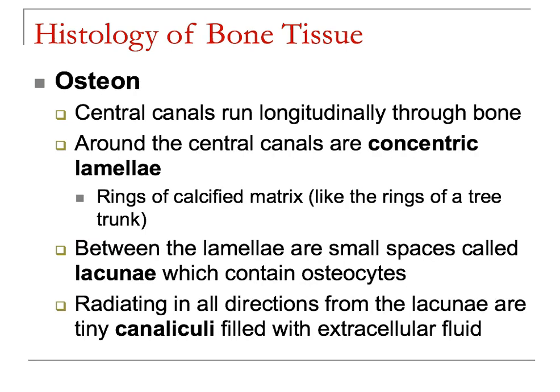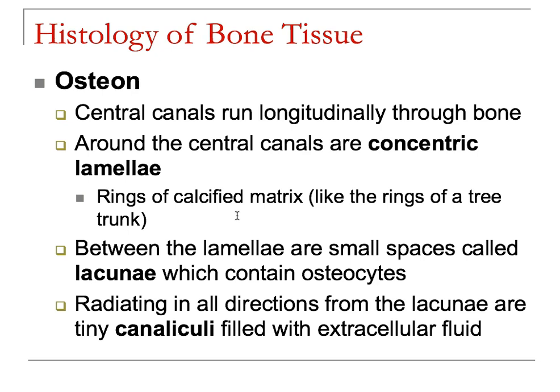Here is the actual structure. I'll show you the picture in a minute. Okay, so because this doesn't actually make sense. Osteons have a central canal that runs longitudinally through bone. Think about that for a moment. Longitudinally. Okay. Around the central canals are concentric lamella, meaning you're going to have a repeated array of these lamella, and they're making up rings, sort of like a tree, but not in the same way. You'll see why I clarify that.